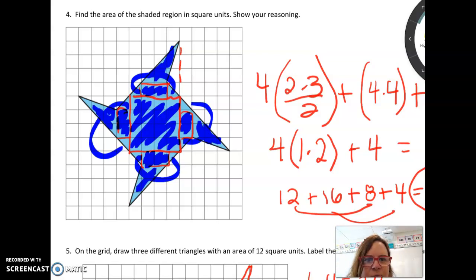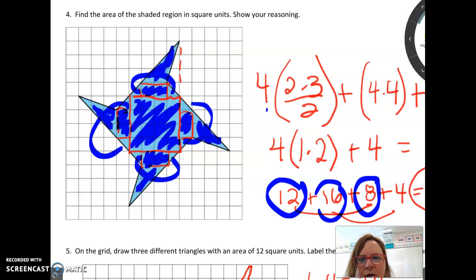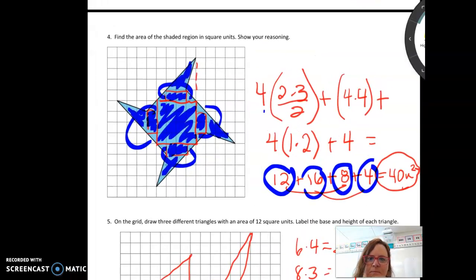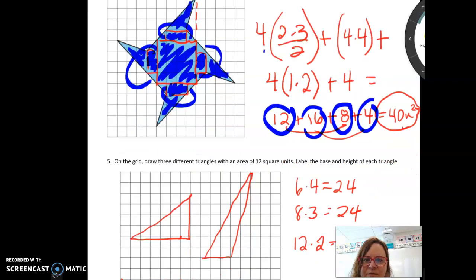So then 2 times 3 is 6, divided by 2 is 3, and 3 times 4 is 12. So then we end up with 12 for the area of all the triangles put together. 4 times 4, this is the square in the middle, is 16. The 4 1 by 2s, so 1 times 2 of course is 2, times 4 is 8. And then the 4 little separate units all together. And then if we add all that up, we get 40. So kind of a fun problem to look at.